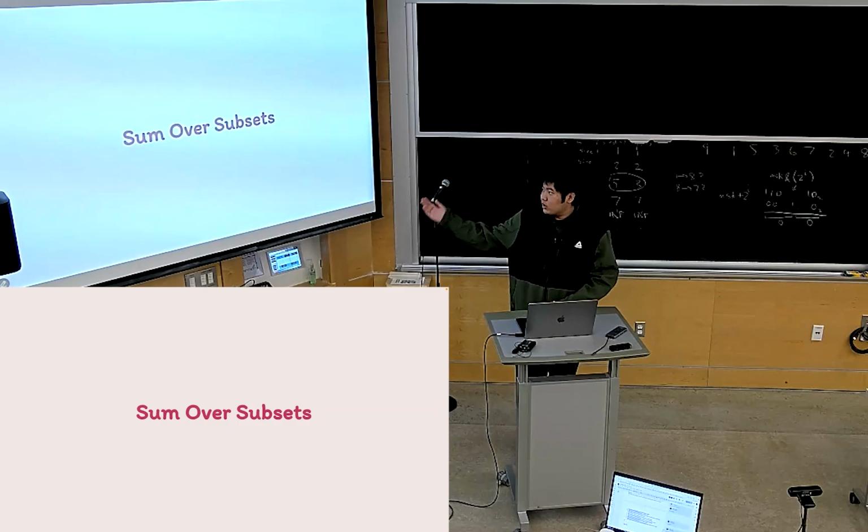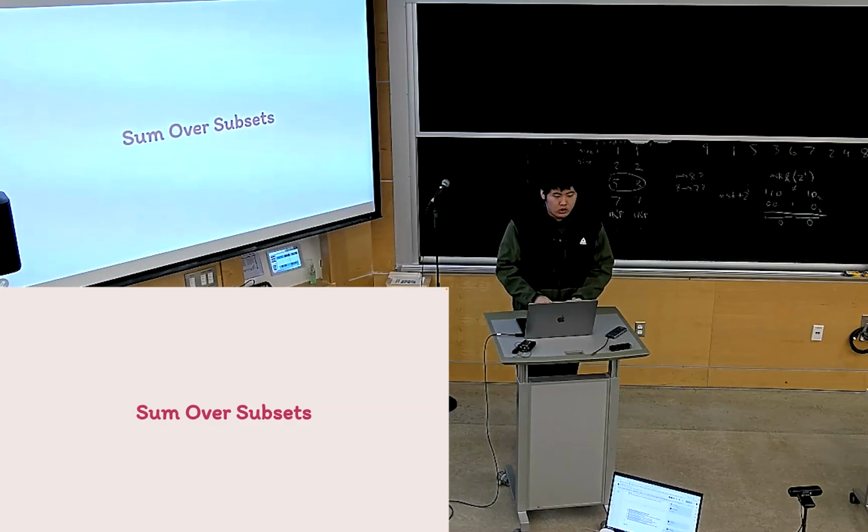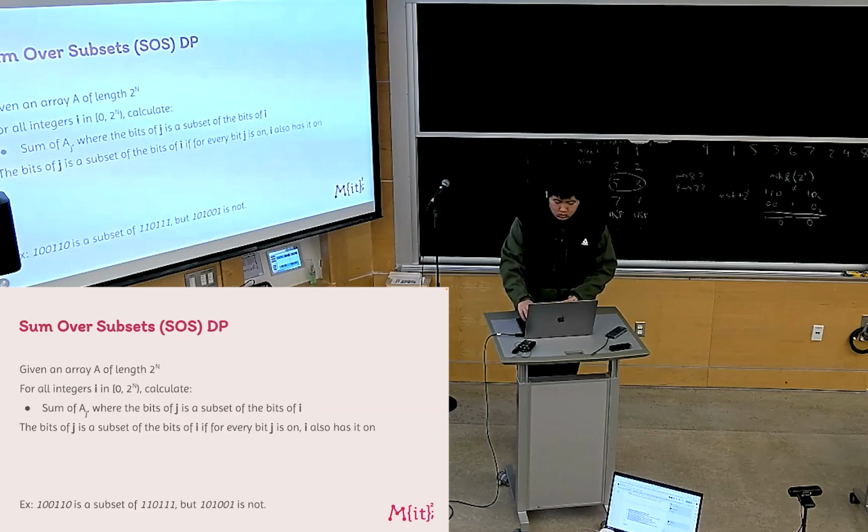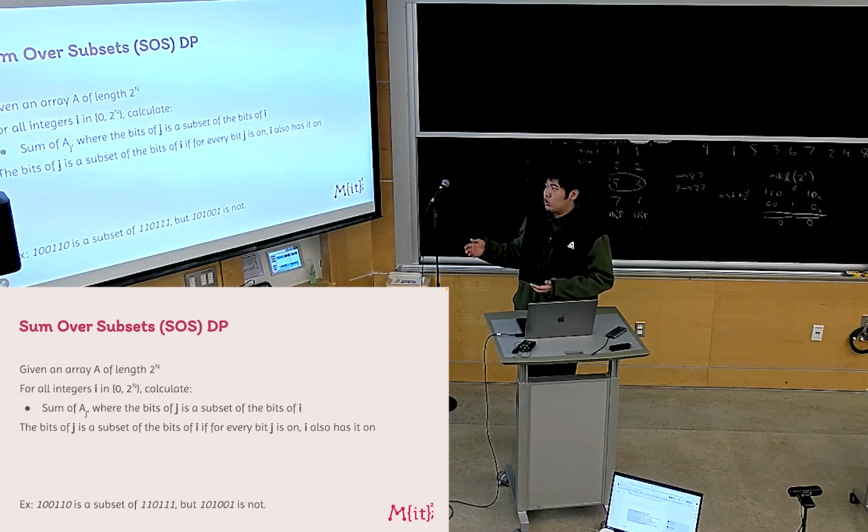Hello. My name is Wei Ming, and I'll be going over sum over subsets. Here's the problem statement. You're given an array of length 2 to the n, and the indices go from 0 to 2 to the n exclusive. Your task is, for every mask or integer I from 0 to 2 to the n exclusive, to sum a of j, where the bits of j are a subset of the bits of I. In other words, the bits of j are a subset of the bits of I if for every bit that is on in j, I also has it on.